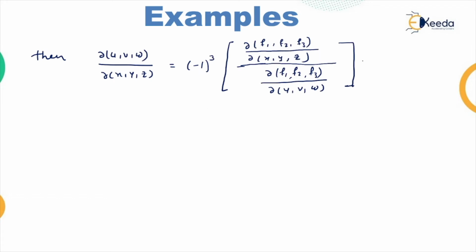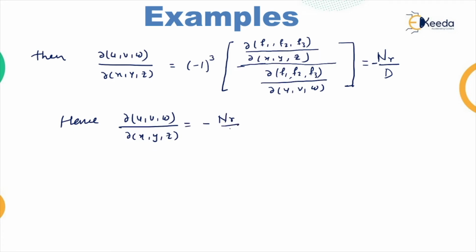And we say that it is numerator upon denominator. But you know that the value is negative, because of (-1) raised to the cube, that is a minus numerator upon denominator. Hence ∂(u,v,w)/∂(x,y,z) equals minus of numerator upon denominator.